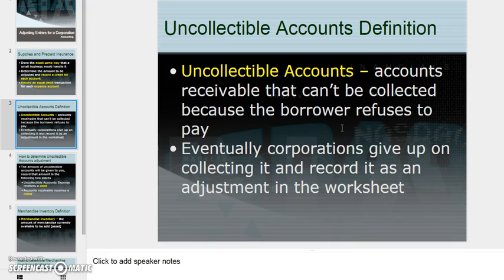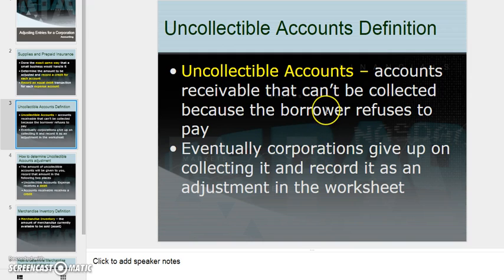So what corporations do is eventually they have to consider these to be uncollectible. They cannot continue to call them an asset because in all likelihood they are not going to ever receive that money. So different corporations handle it different ways. Some of them, if it's been 6 months without any payments, that becomes uncollectible. It might be a year. It's really up to that particular corporation's policy. But regardless of the amount of time, eventually these become uncollectible.